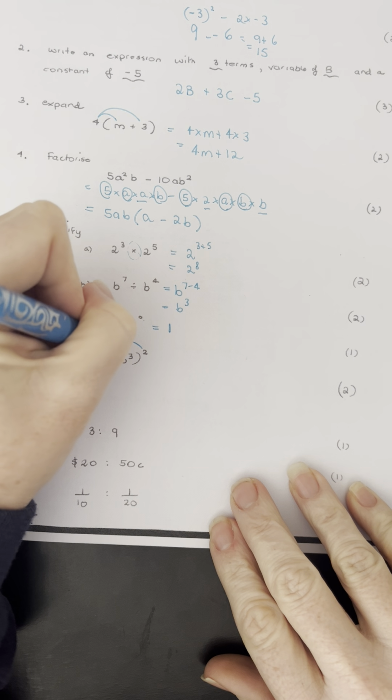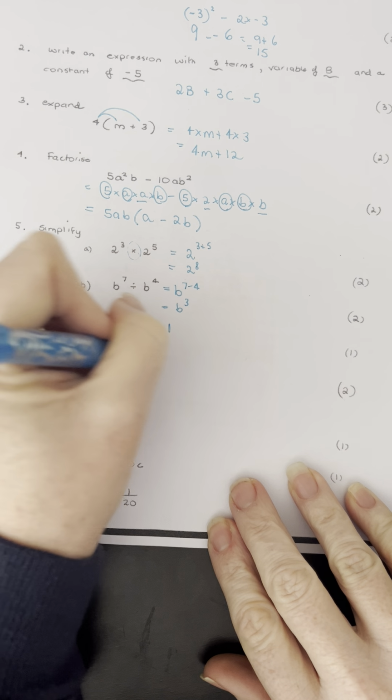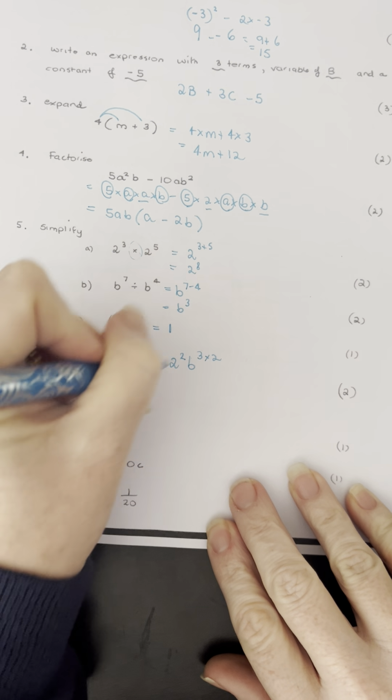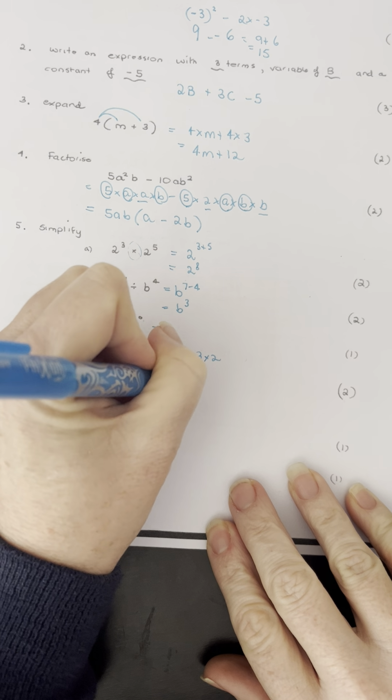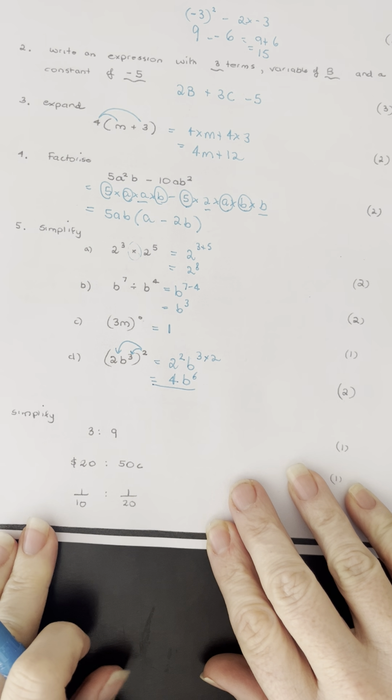Here we've got our bracket with a power outside, which means we're going to apply that to each of them. So we've got 2 squared and b to the 3 times 2. Now 2 squared is 4 and 3 times 2 is 6. So I end up with 4b to the power of 6.